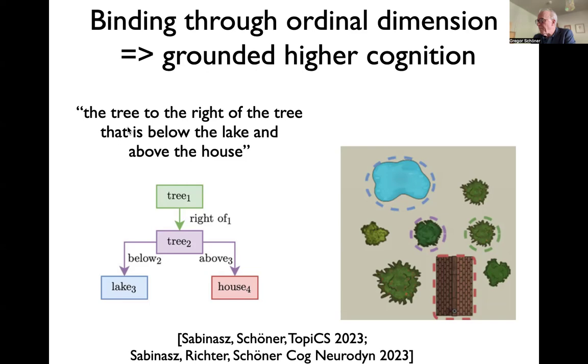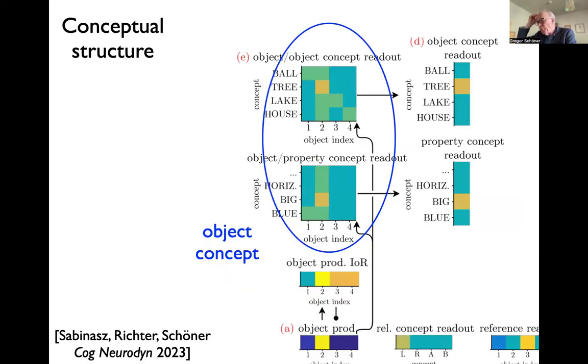Just to make this concrete, we will be using this example in the simulations, and you'll see that we're talking about this tree here, right? That's the one that's to the right of the tree that is above the house and is below the lake, right? So it'll be for you to orient. So we're using this object representation with binding through index, as I just hinted. So the phrase is encoded in working memory in these fields. So the tree is the number 2, it's a big tree, and so on.